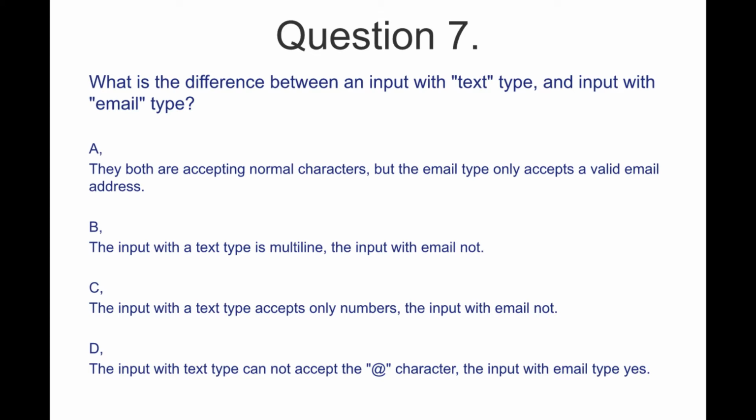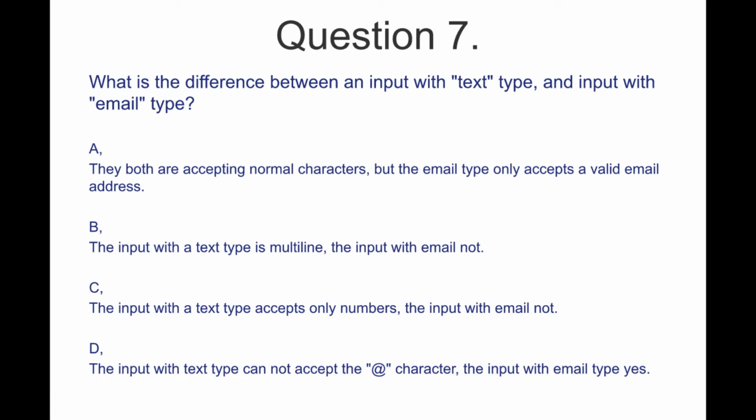Question number 7. What is the difference between an input with text type and an input with email type? Option A, they both are accepting normal characters, but the email type only accepts a valid email address. B, the input with text type is multi-line, the input with email is not. C, the input with a text type accepts only numbers, the input with email not. D, the input with text type cannot accept the @ character, the input with email type does.